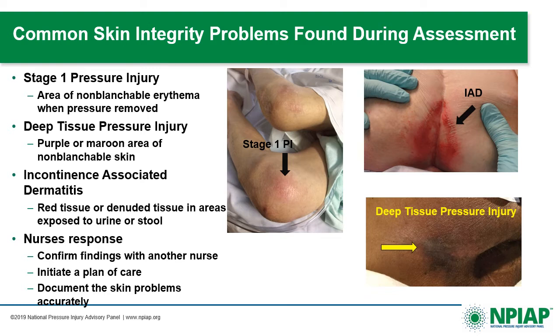So if you found the stage 1 between the knees, don't put the patient back in that position. Put the patient in a different position or put a pillow between his knees so you take the pressure off. If you find IAD, you're going to want to put a barrier cream on that to try to protect it from further damage. If you find deep tissue pressure injury, you're going to want to get that patient on the side to make sure you're taking pressure off of the sacrum. Then be sure you document those skin problems accurately so that it's clear when that condition was found.